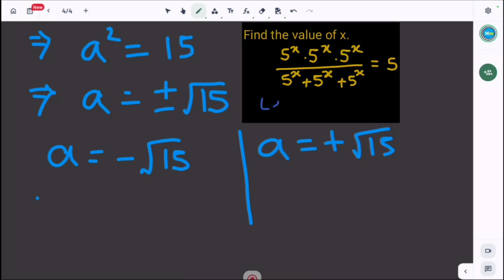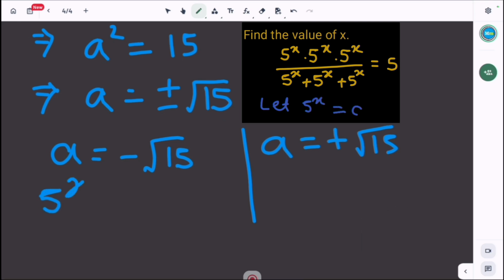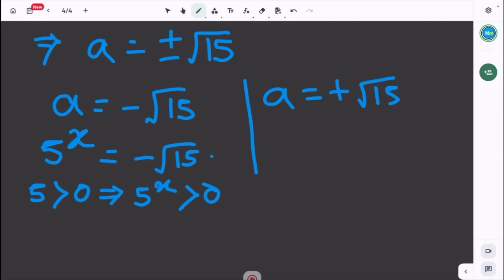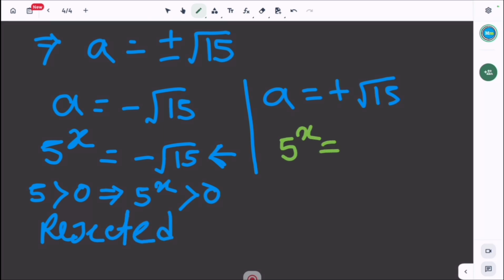And we have let a equal to 5 to the power x equals minus root 15. As 5 is positive, 5 to the power x will also be positive. But this is negative, so this solution is rejected. So here 5 to the power x equals root 15.